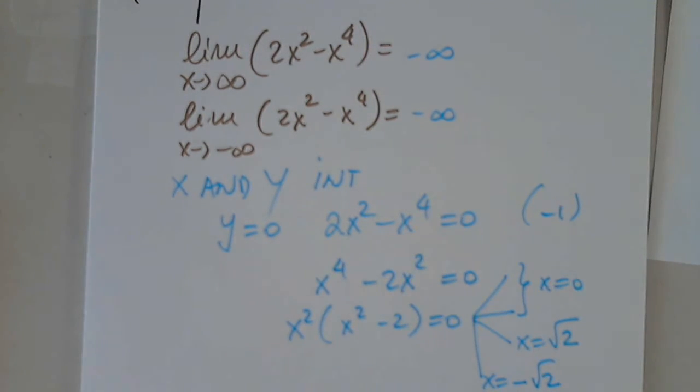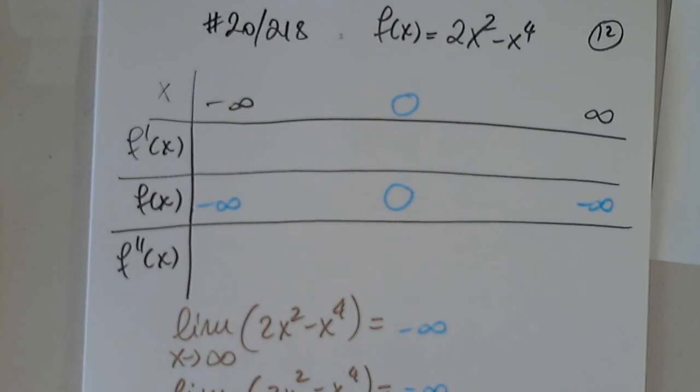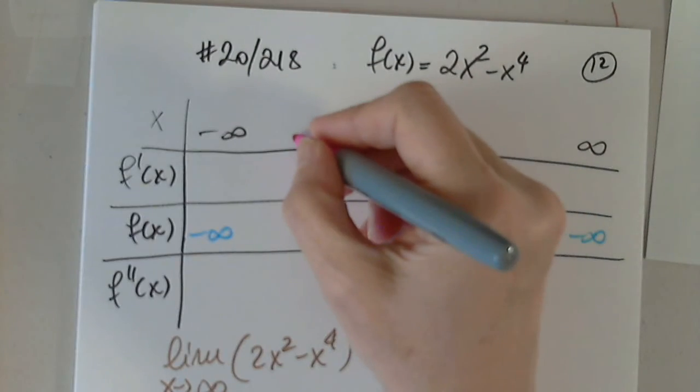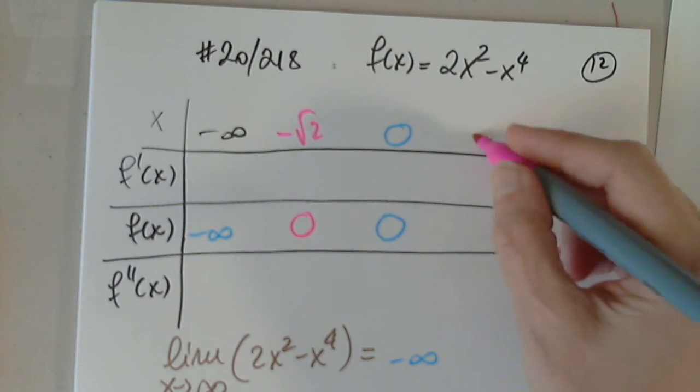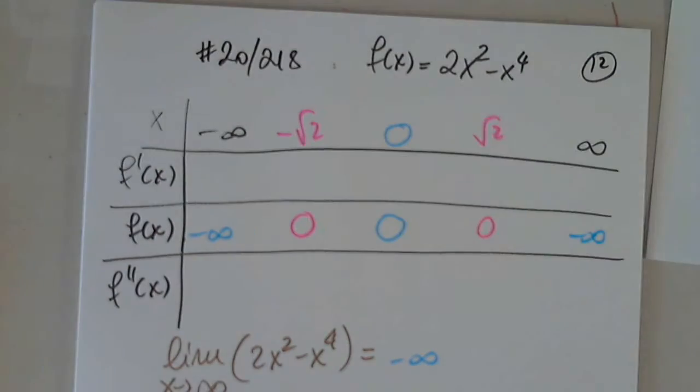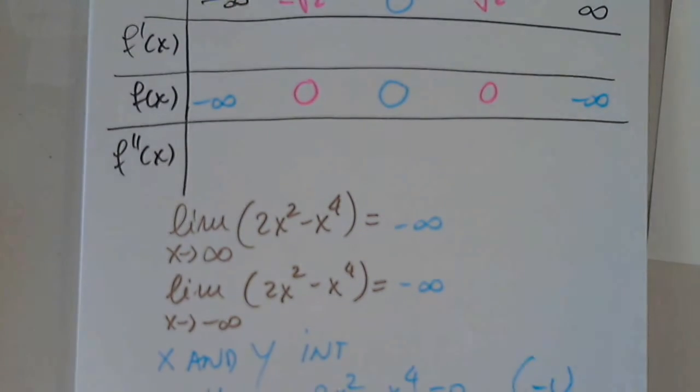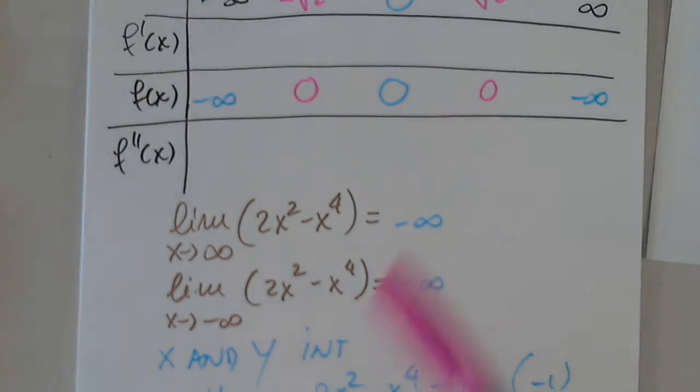I'm going to put those in the table. If you have any questions or something is wrong or you don't understand something, I'm hoping that you will stop me, right? So the square root of 2, the negative square root of 2 here, and the square root of 2 is here. There is nothing else I can find about the function from the function itself. Now I'm ready to move on to the first derivative.